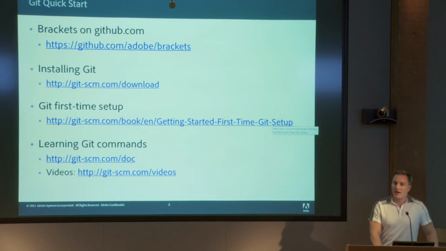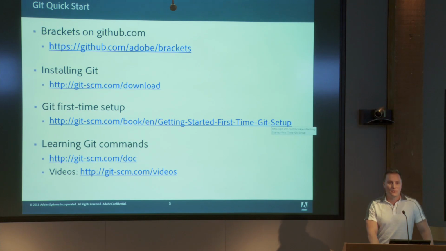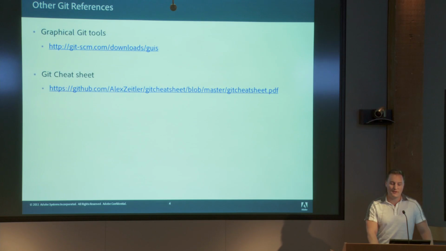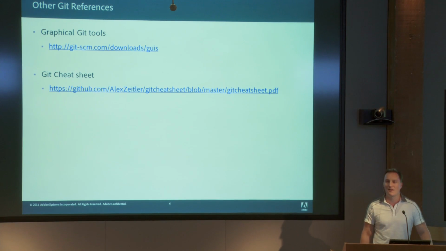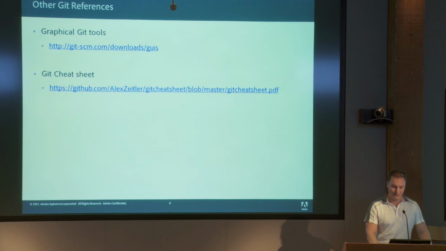Then finally, Git is primarily a command line tool. So there's some documentation and videos there. If you're more of a visual person, there's some pretty good visual tools out there. I actually favor that. I use a visual tool most of the time, but have found I need to know the command line tools when I get stuck. So there's some GUIs as well as a little cheat sheet that lists all the command line tools.